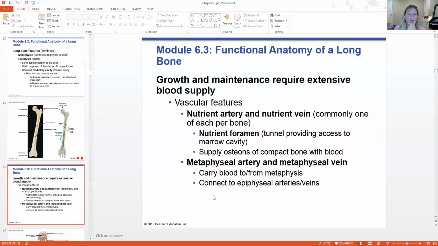And there's also the job of this nutrient artery and nutrient vein, which is to supply the osteons with the nutrients that they need to maintain the bone. The metaphyseal artery and the metaphyseal vein carry the blood to and from the metaphysis and connect the epiphyseal arteries and veins together. So the metaphysis is that special area between the diaphysis and epiphysis, and that's where growing will occur, and so that has its own special blood supply as well.